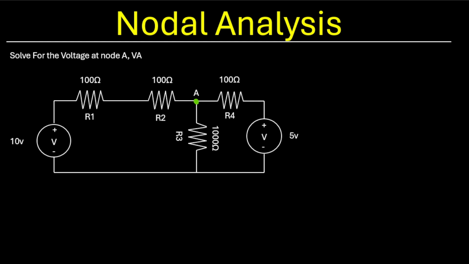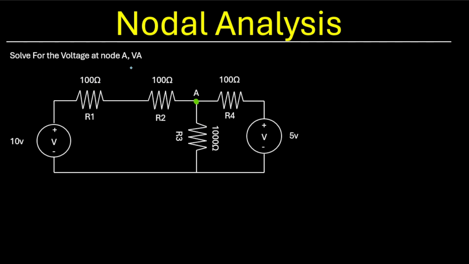Hello, everyone. Today we're going to be learning about nodal analysis. Nodal analysis is a direct application of Kirchhoff's current law, which states that the sum of the currents both in and out of a node has to equal 0. So, let's get into some examples.